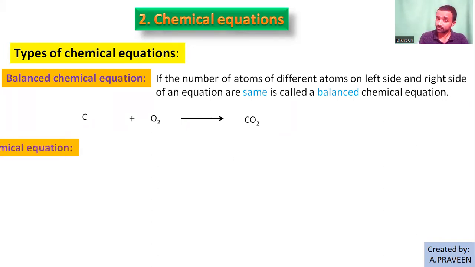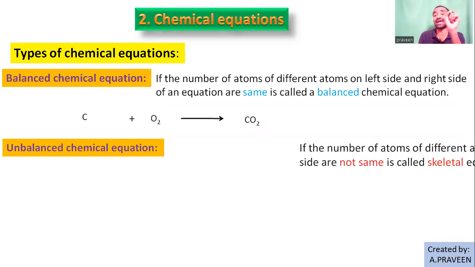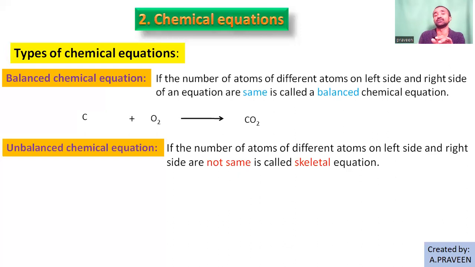So now, the definition of an unbalanced chemical equation. Here they are different. What is different? The count. Whose count? The elements' count. LHS side, RHS side. If the number of atoms of different elements on the left side and right side of an equation are not the same, then it is called an unbalanced chemical equation, also known as a skeletal equation.